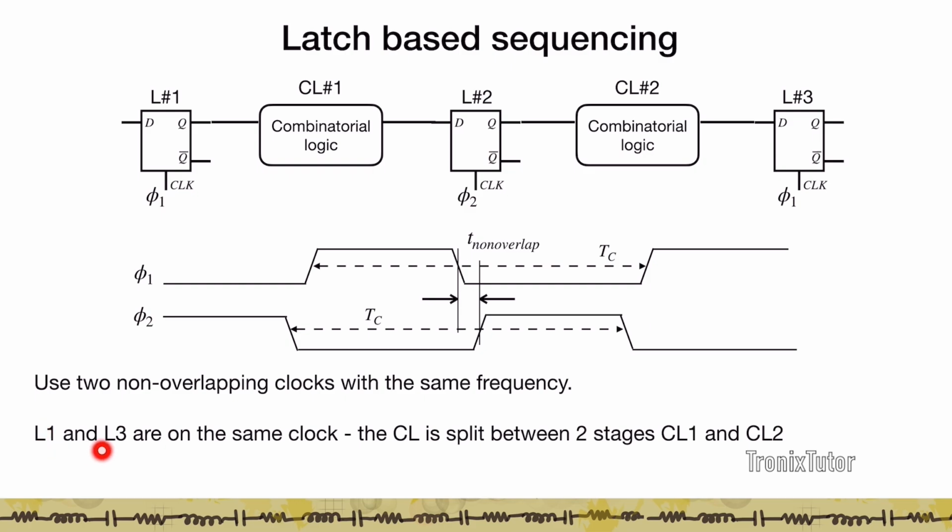Now we always have L1 and L3 on the same clock, and the previous combinational logic which was between FF1 and FF2 is now split into two blocks. There is one CL1 which is between L1 and L2, and another CL2 which is between L2 and L3.